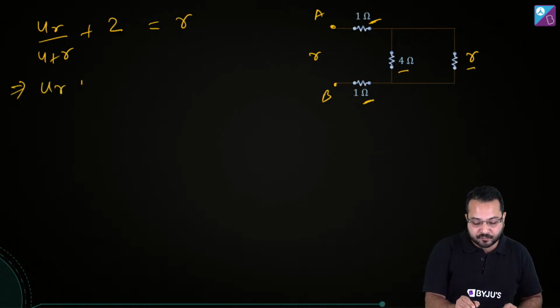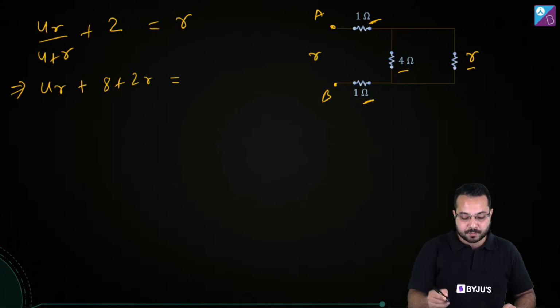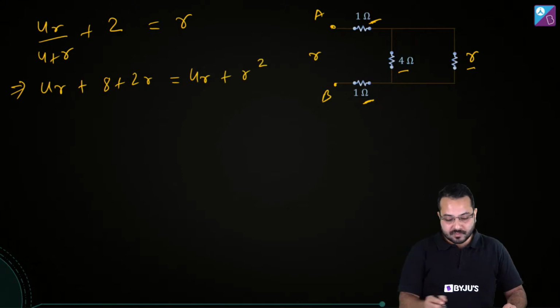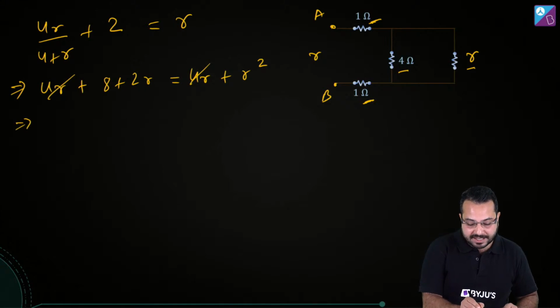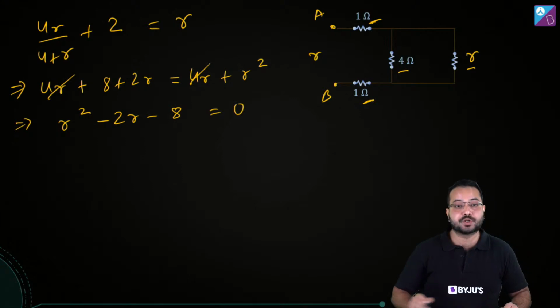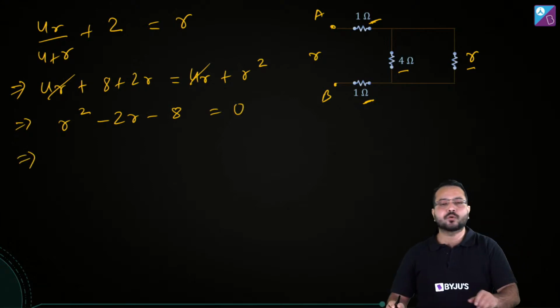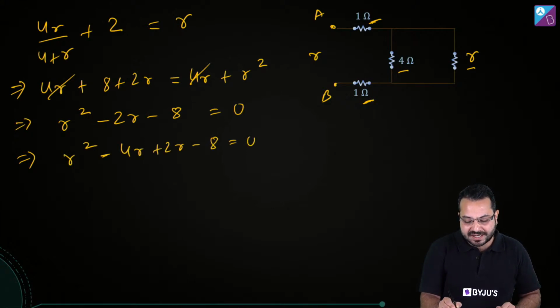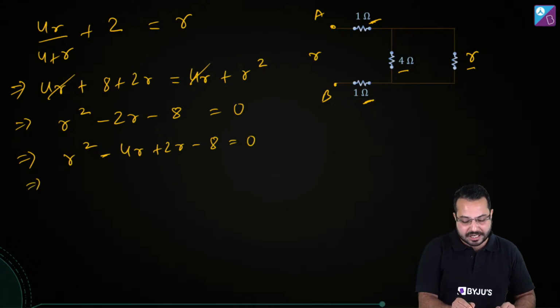So this is going to become 4R, and this will become 8 plus 2R, and this 4 plus R is going to go that side and become 4R plus R square. So this 4R and this 4R get cancelled. We have R square minus 2R minus 8 is equal to 0. We can factorize that in a very simple manner. So this is going to be R square minus 4R plus 2R minus 8 is equal to 0. Simple quadratic equation.